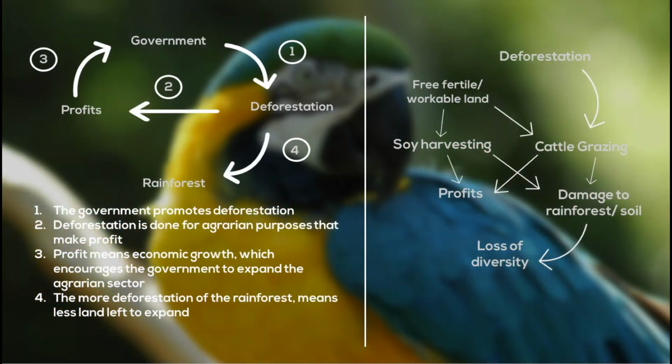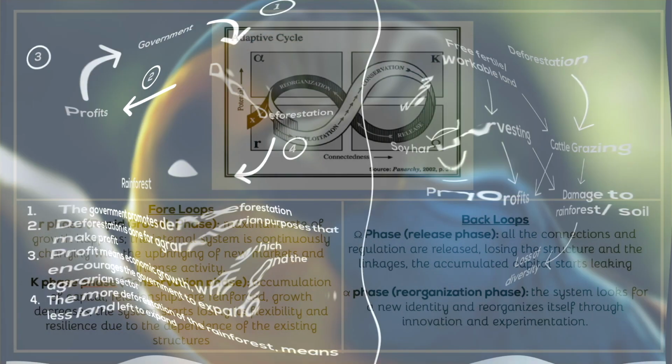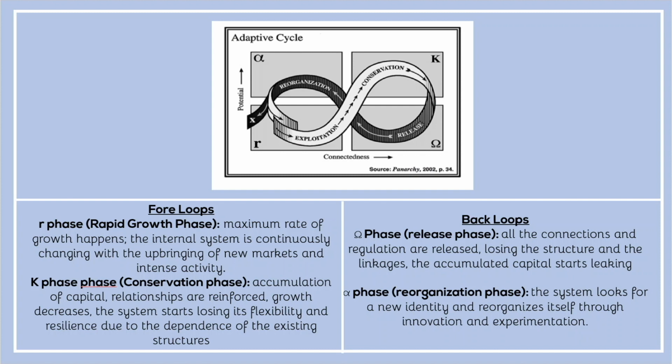The government promotes deforestation because deforestation will make more space available that can be used for agrarian practices such as cattle grazing and soy harvesting, which then will make profits. The profits will encourage the government to deforest even more. The adaptive cycle is divided in fore loops and back loops. The system is currently in the rapid growth phase because the government is funding and finding new ways to experience economic growth, which has been found by exporting materials, logging, harvesting, and other practices.